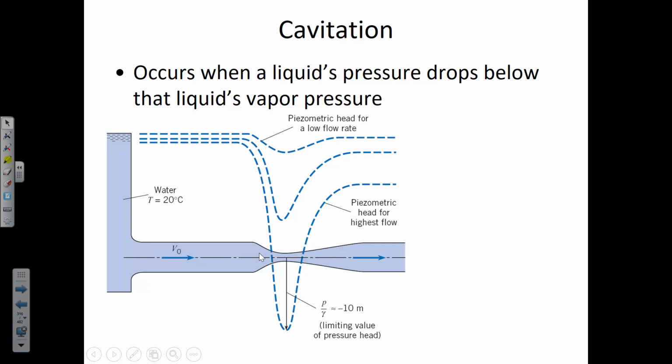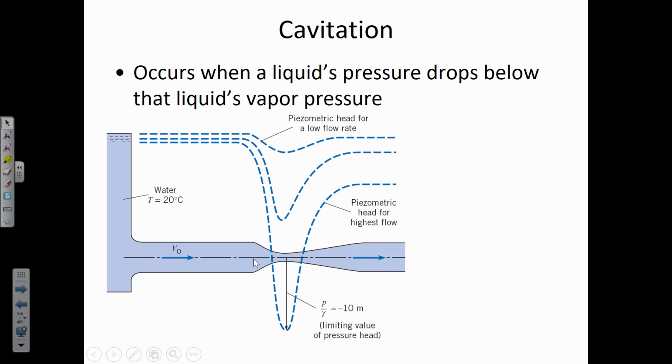The total head includes the piezometric head and also the velocity head. Here, where we've assumed that there's no energy loss, the total head line would be horizontal for all of it. But these different dashed lines are just representing that there is an increasingly large dip at this contracted throat section as you increase the flow rate.